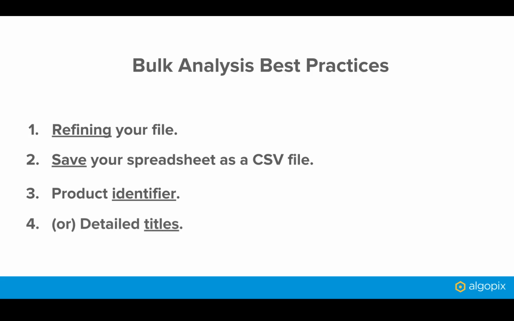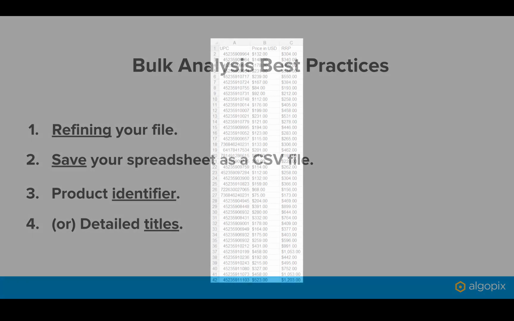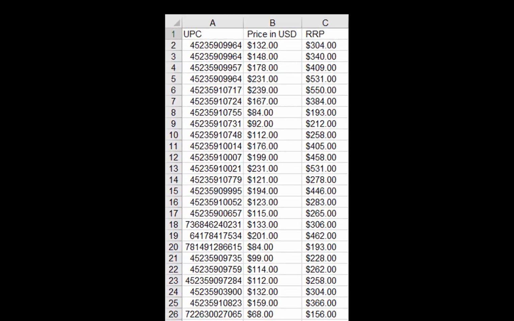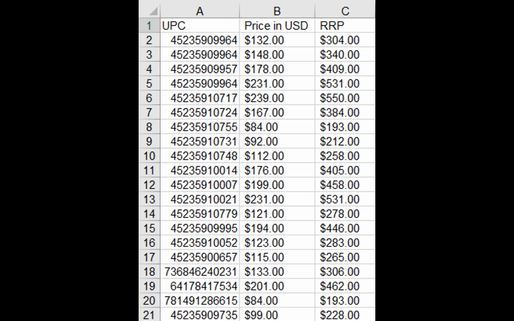4. If you prefer for Algopix to search your spreadsheets for product titles, you'll want to ensure that your titles are as detailed and accurate as possible. Otherwise, this feature won't work properly. Here's an example of how your CSV file should be set up. As you can see, all product identifiers are listed in column A, and all purchase prices are listed in column B. It's that simple. With just this information, Algopix can work its magic.